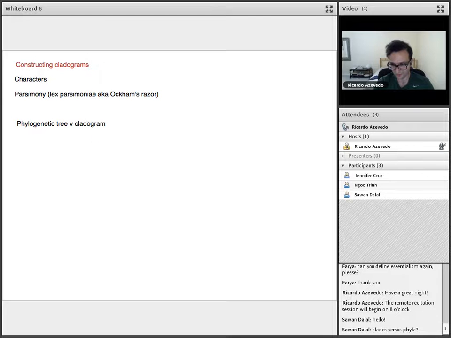clades versus phyla. So clade, of course, it just means a group. That's Greek, I'm afraid, and phyla or phylum just means a branch. Again, from our Greek heritage. Now let's just draw some phylogenetic tree. I try to draw. It's going to be a little bit questionable because I'm drawing with a mouse, and that's not accurate, but I try my best.